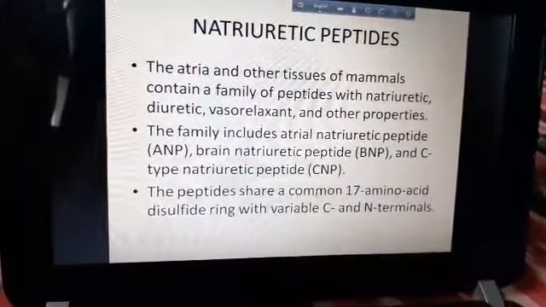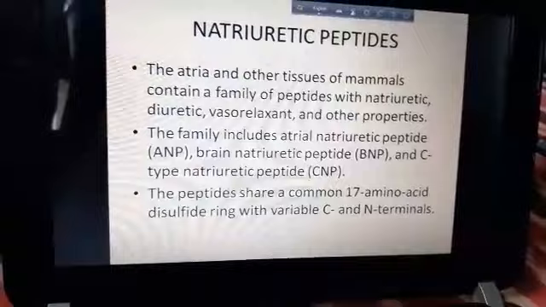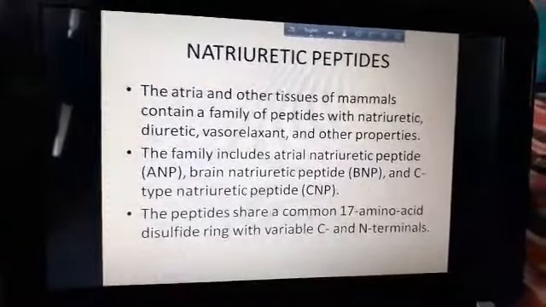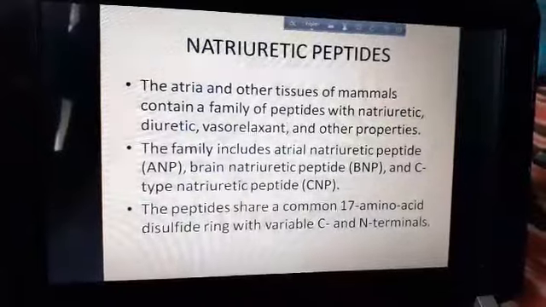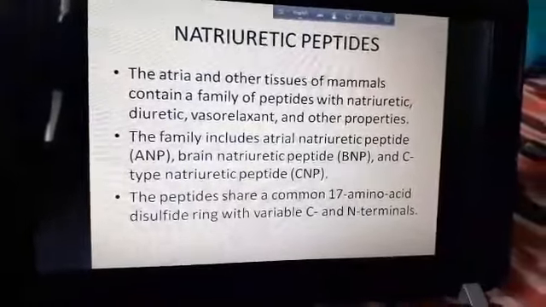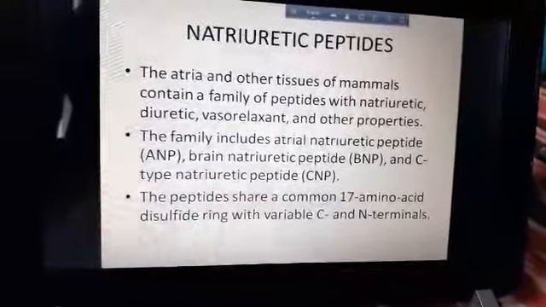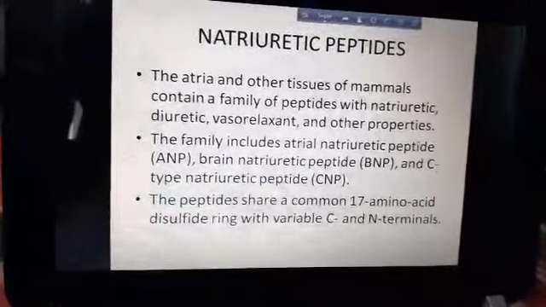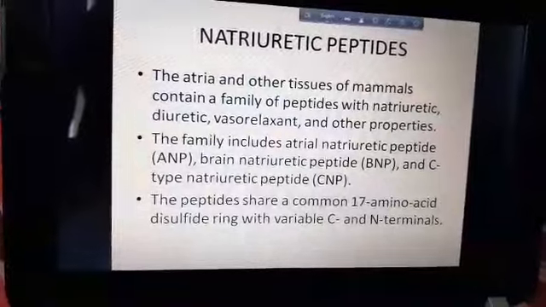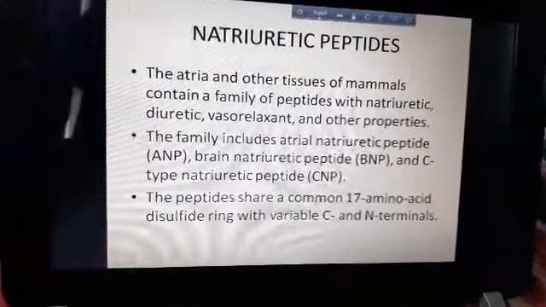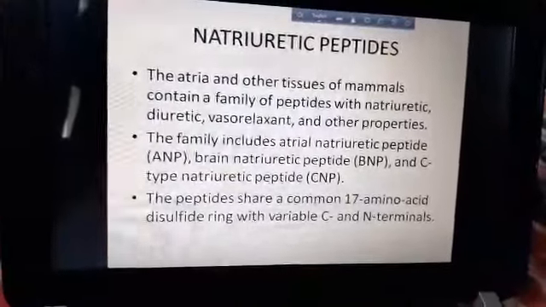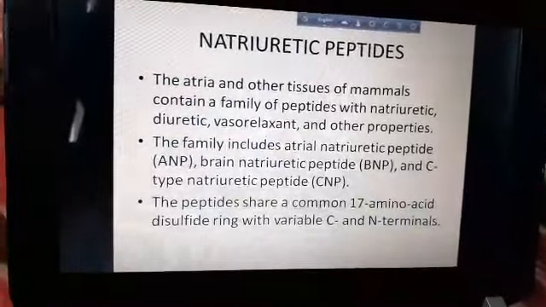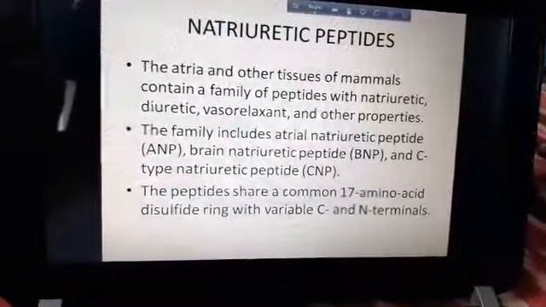Next, a very newer drug class we have not read before: natriuretic peptides. The atria and other tissues of mammals contain peptides with natriuretic, diuretic, vasorelaxant and other properties. Natriuretic means that they promote sodium excretion. They also act as a diuretic, so they cause sodium and water excretion. They have some vasodilatory property, and this family includes three: ANP, BNP, and CNP, atrial, brain, and C-type natriuretic peptide.